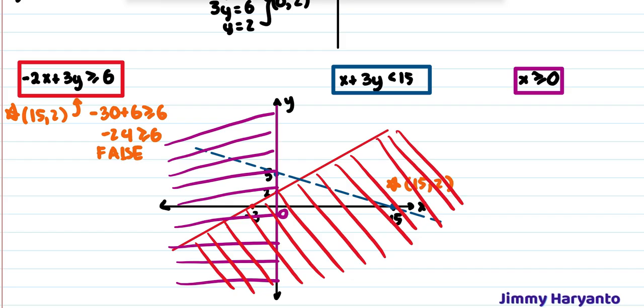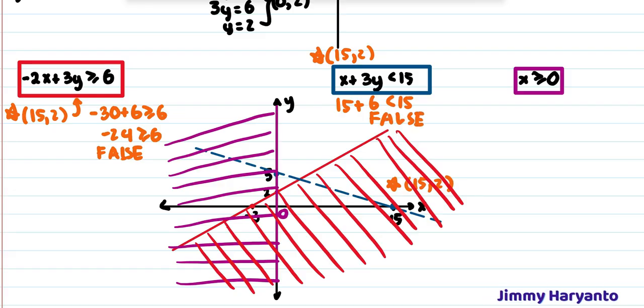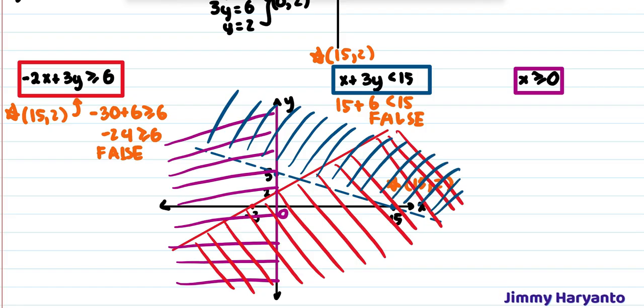Okay, and then the last one for the blue, let's test it using the same point. (15, 2), you'll have 15 plus 6 less than 15, and this one is also false. If it is false, you have to shade the area opposite the point. Okay, and then you only have to find the cleanest region. That means the small triangle right here, but this one will be a dotted line. Okay, so that is our solution set.